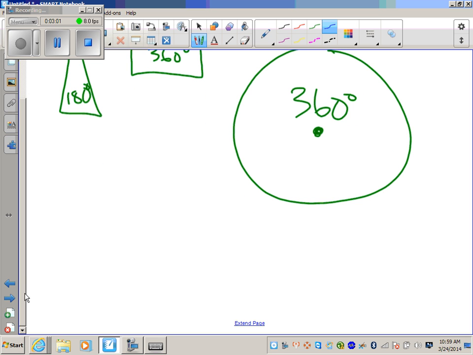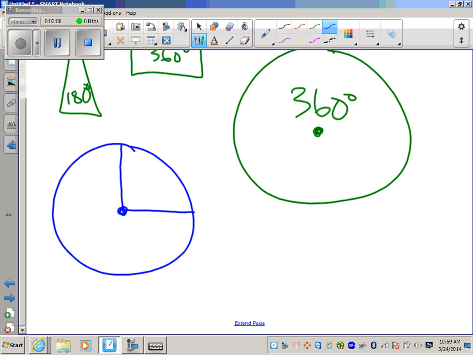Now, there's a lot of other things that we can find out using central angles. If I have a central angle that looks like this, it's called what kind of an angle? It's a right angle. If I get another one that's also 90, I can split my circle basically up into 4 right angles.